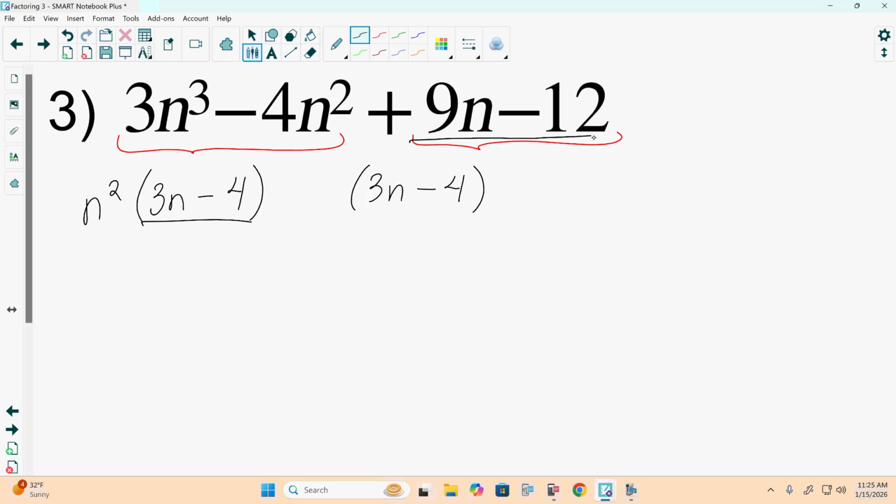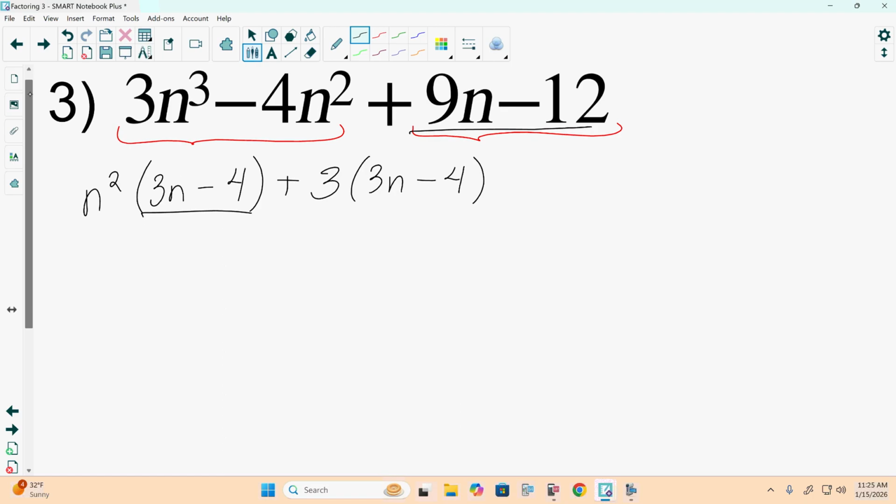We can even look at it. What's common between 9n and 12? 3? You're good. And we know that it has to be positive, because if I factor 3 out of positive 9n, we'll get the 3n that we want. If I factor 3 out of negative 12, we'll get the negative 4 that we want.